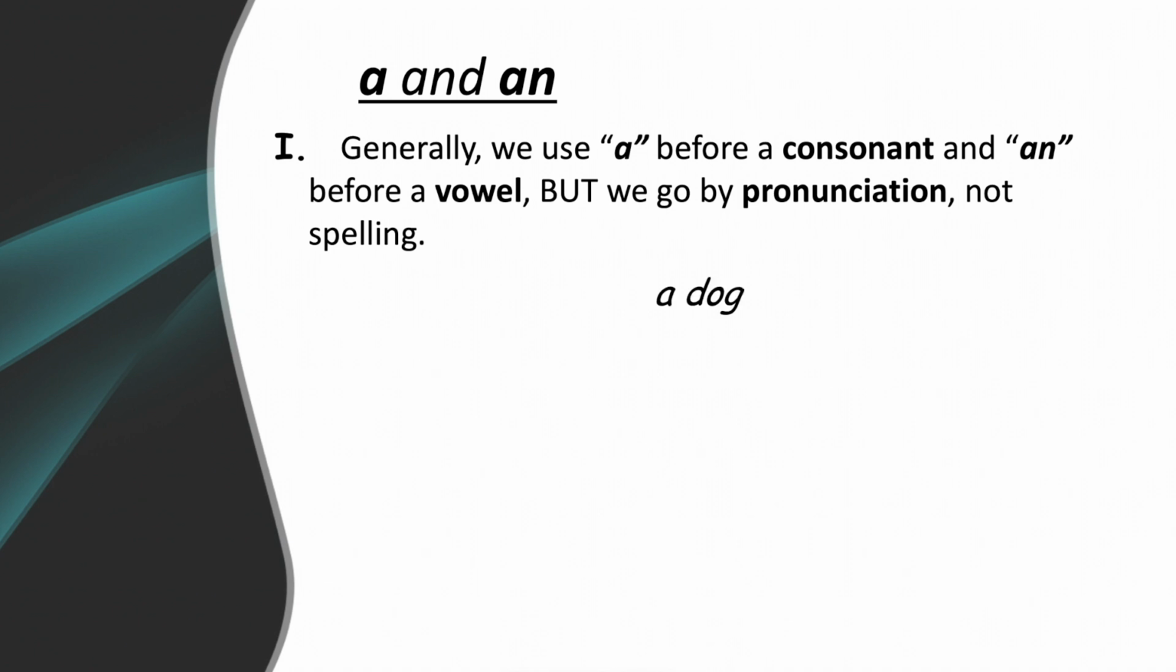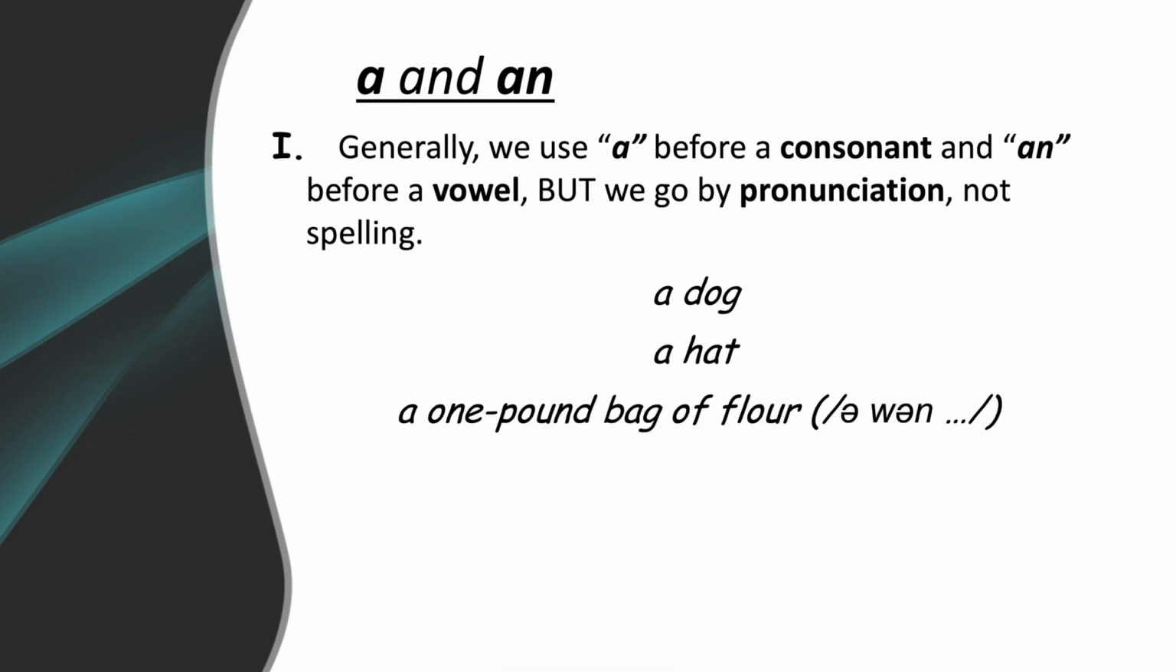So we say a dog, a hat, but we say a 1-pound bag of flour because the word one doesn't begin with a vowel sound. The first sound in the word one is W. And in English, a W is a consonant. So we say a 1-pound bag of flour.